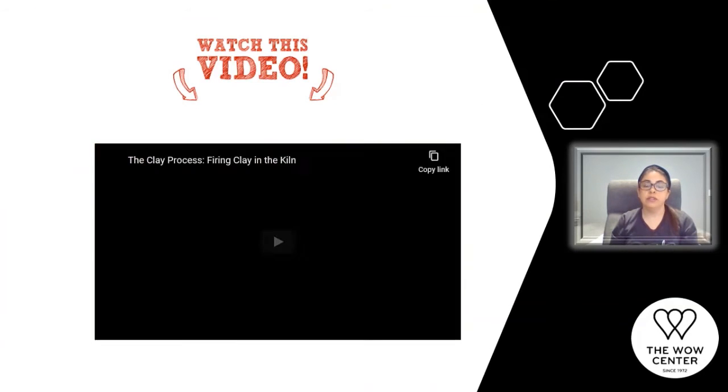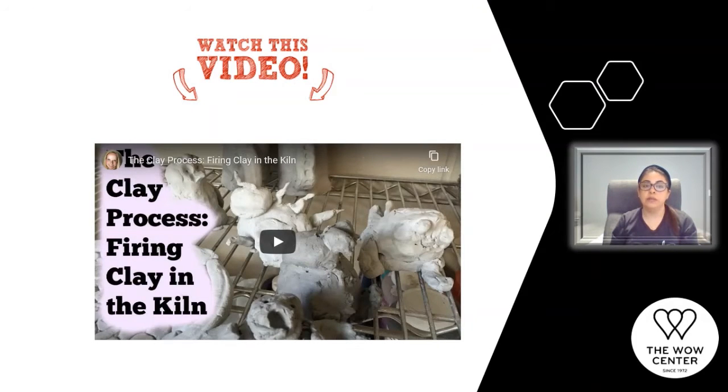Okay, so now we're going to go into the second step in our process. We already went through our molding, our sculpting. So the next step, after it dries and it's completely bone dry, is our firing process. That's when we put the greenware into the kiln to make it bisqueware. So we're going to click on the video up there and we're going to learn a little bit more about the firing process.